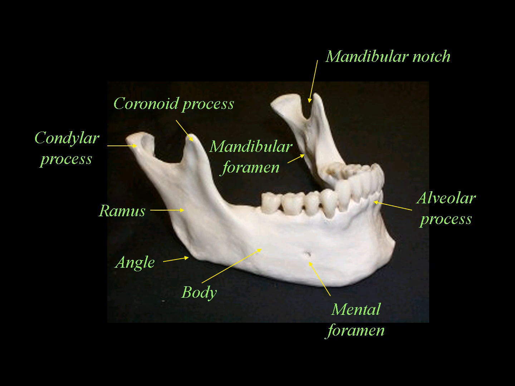It is the largest, heaviest, and strongest of the facial bones. The mandible is the only movable bone in the skull except for the auditory ossicles. The main parts of the mandible include the body, angle, and ramus. The mandibular symphysis is the medial fusion point of the mandibular bones.